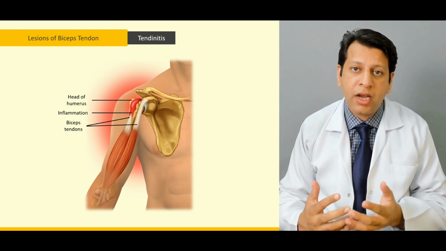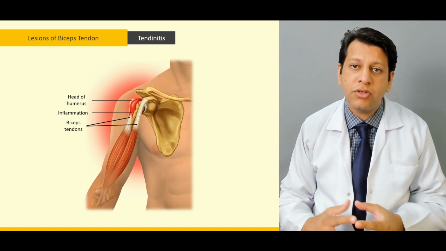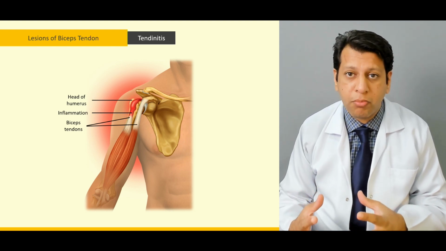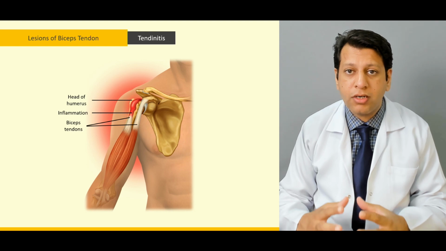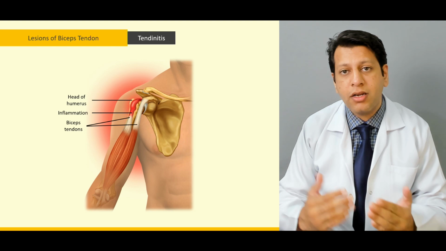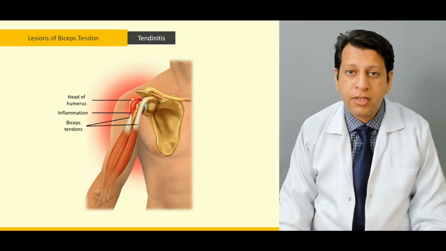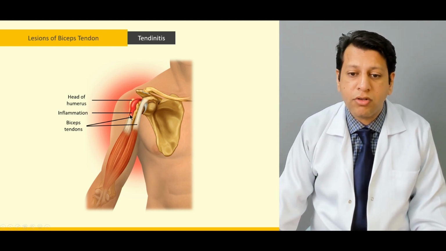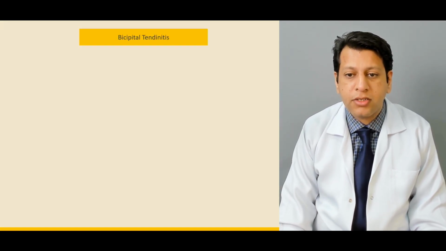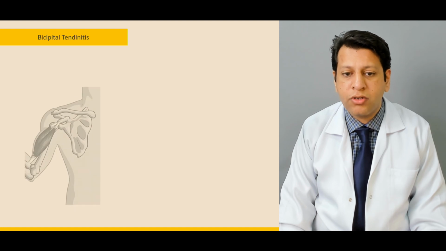So some slight inflammation of this tendon may be quite symptomatic and quite painful for the patient. So that is important to understand, that as it goes through the bicipital groove between the greater and lesser tuberosity, this is the area which has the highest chance of getting inflamed mostly. And it attaches on the radial tubercle.